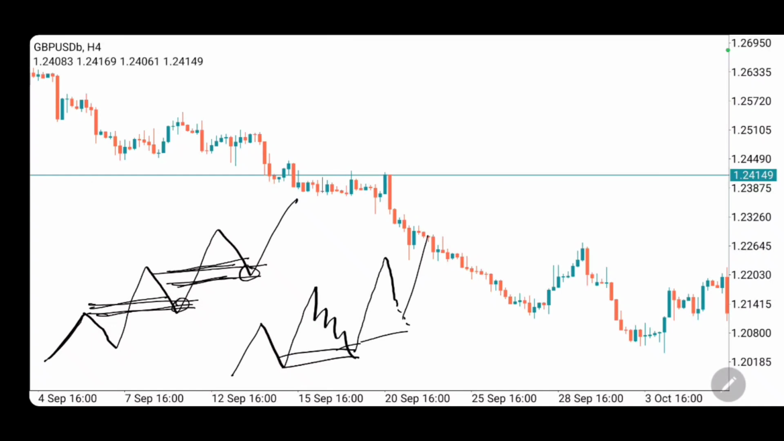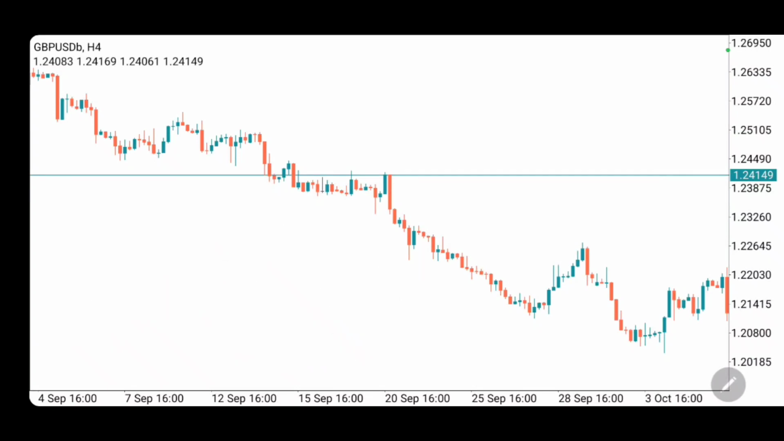So this fair value gap can cause reversal, but it is not as reliable. In my personal experience, it is not as reliable as trading demand and supply zones. But I'm going to show you the right way to trade fair value gaps, and how I trade fair value gaps.